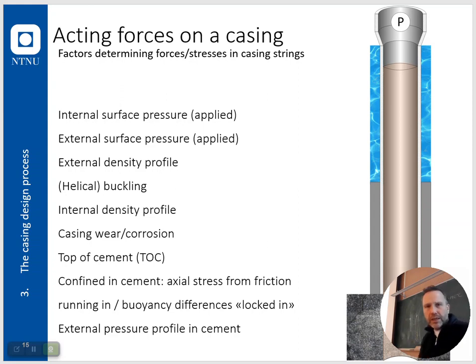Acting forces on casing: internal pressure could be either applied or by nature, external surface pressure, typically applied pressure testing, so on and so forth, whatever you're doing. External density profile, any buckling, and there's a big difference between helical and sinusoidal buckling, of course. Internal density profile, casing wear and corrosion. The top of the cement plays an important role. It very often is drawn, as we saw with the production packer here.